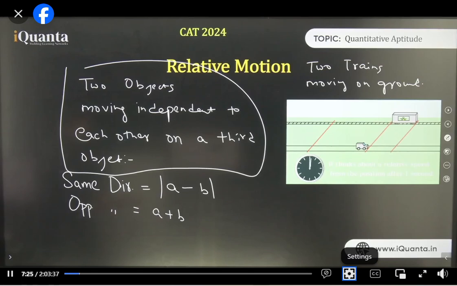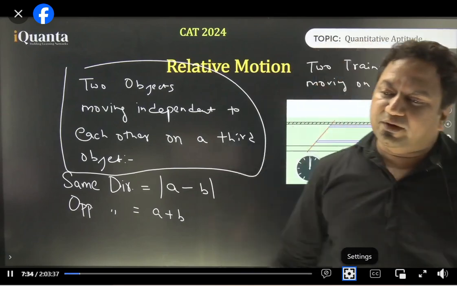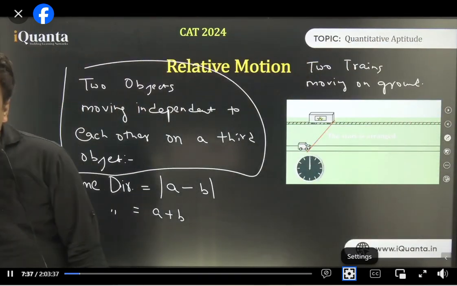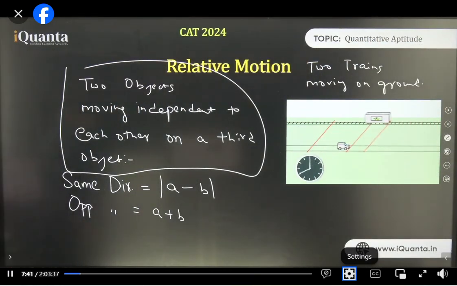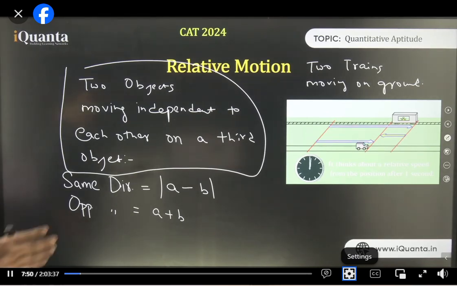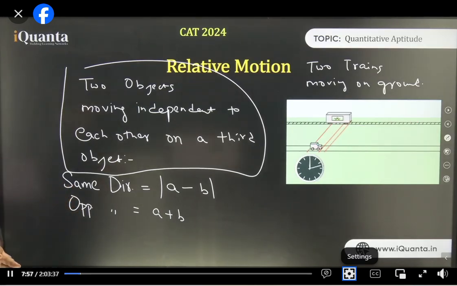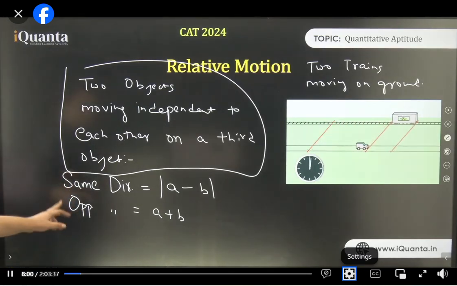Modulus means it will take out the positive sign directly. If A is greater or B is greater, it doesn't really matter; we need to find the difference if the direction is same. Okay, what is not clear? Vinith, which part? I'll give an example as well. As simple as that: two trains are moving in the same direction, the relative speed will be the difference of the speeds, and if they're moving in opposite directions, the relative speed will be the sum of them.